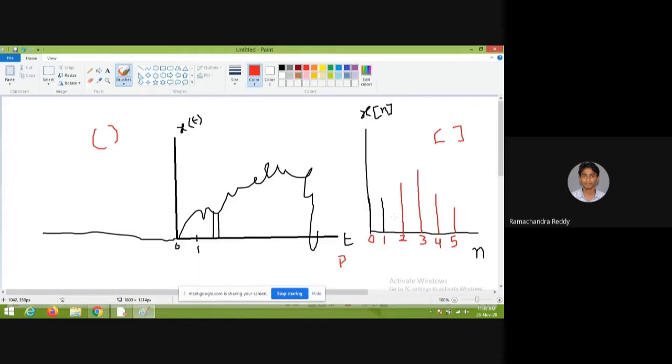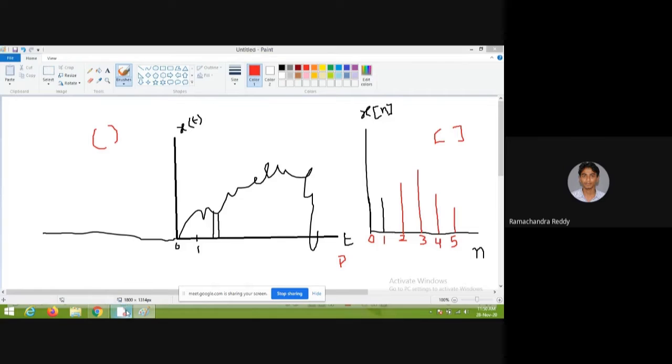So regarding discrete time, it is defined only at discrete instants of time. Try to differentiate between what is meant by continuous in time and what is meant by discrete in time. In both cases, the independent variable is time. In continuous time, you represent it with t. In discrete time, you represent it with a small n, which denotes the number of samples. Again, we'll discuss how to convert continuous to discrete in the forthcoming classes.